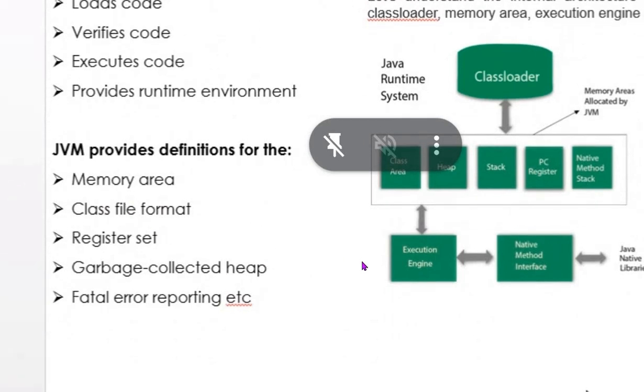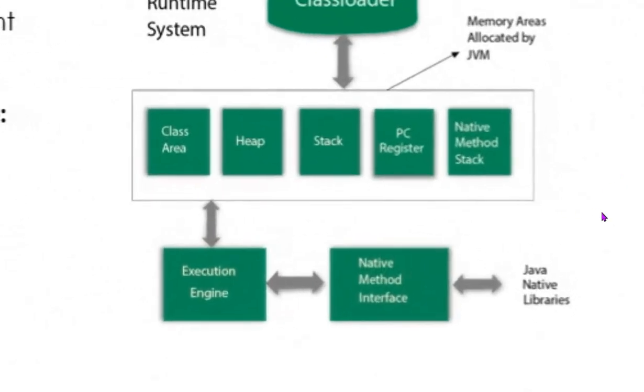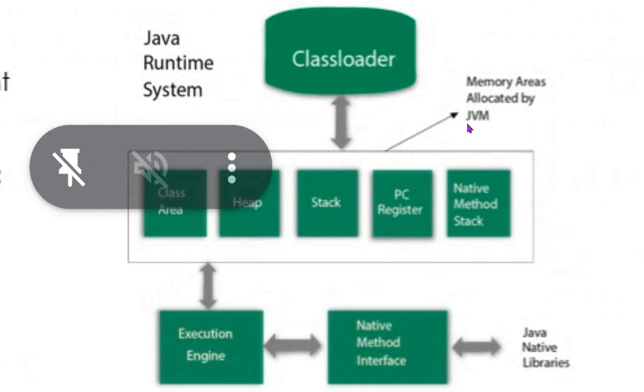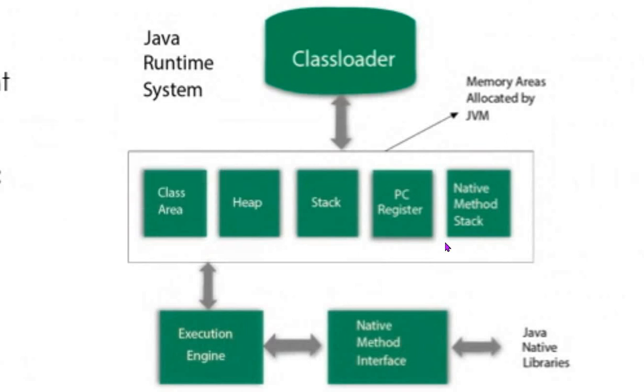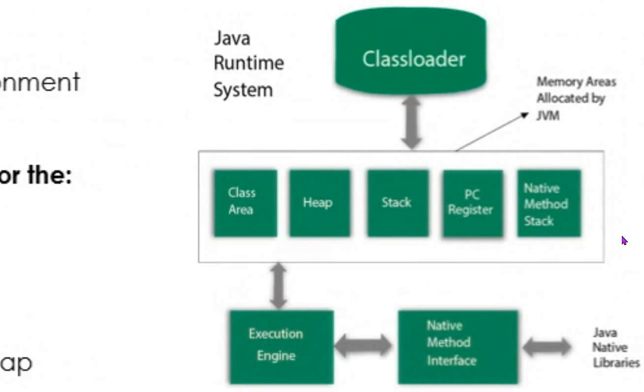Yes, sir. In my previous discussions, I was telling you there are different memory areas, right? If you see the diagram, you have the class area, heap, stack, PC register, and native method stack. These are memory areas allocated by the JVM. Different memory areas are there to perform different types of activities.